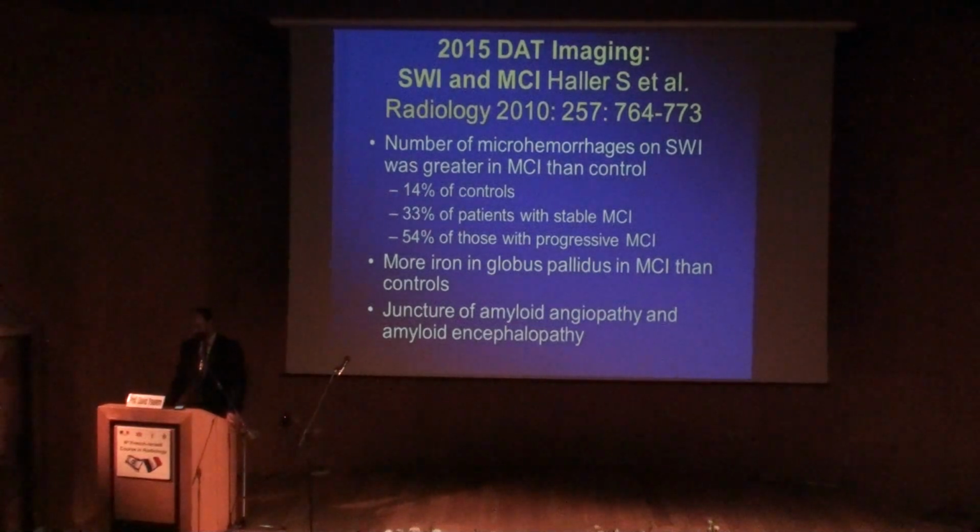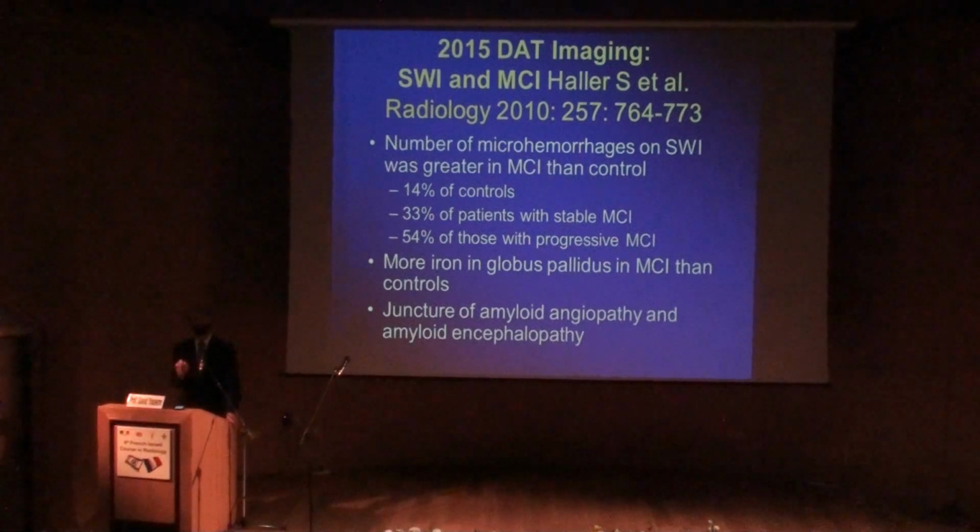Sven Haller did a publication about patients who have mild cognitive impairment, and he looked at the presence of microhemorrhages in the brain. Here we're starting to have a really cool thing, and that is the blurring between amyloid deposition from Alzheimer's disease and amyloid from amyloid angiopathy. Same compound, different location. What he found was that in controls, only 14% had microhemorrhages in this older age group. 33% of patients who had stable mild cognitive impairment had foci of microhemorrhage.